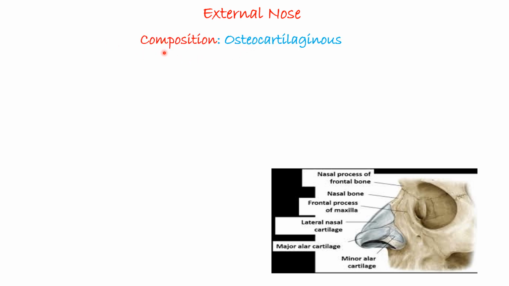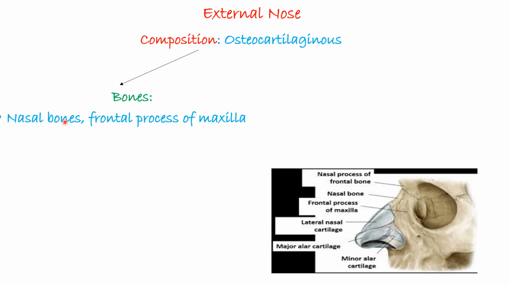So the external part of the nose, the composition is osteocartilaginous, meaning that this is the bone and this is the cartilage. You can just touch your nose and feel the texture of the bone, and you see, is this bone or is this cartilage? So the bones that we have, two bones, that is the nasal bone and the frontal process of the maxilla. So this is the frontal process of the maxilla, and then this is the nasal bone.